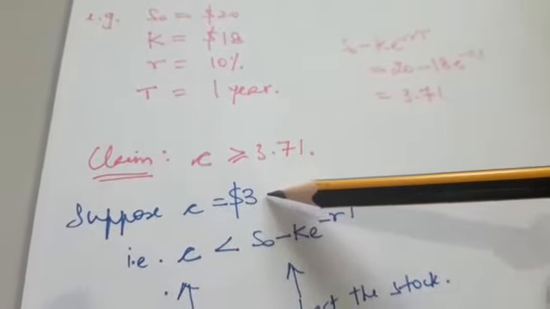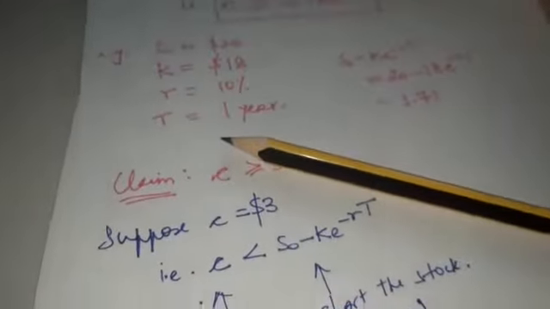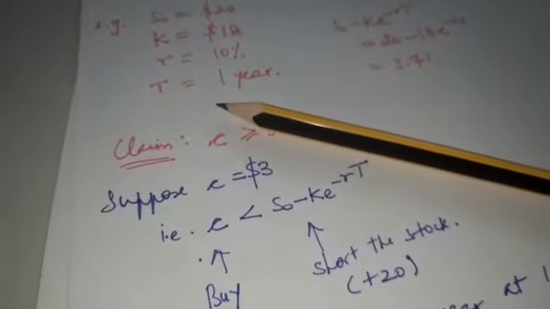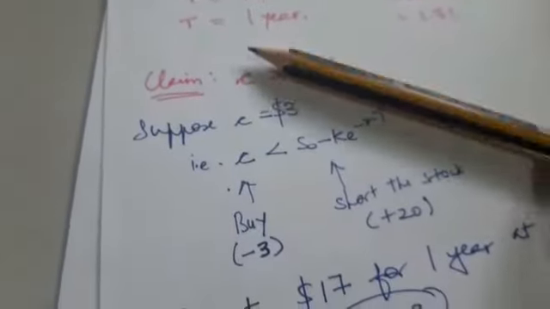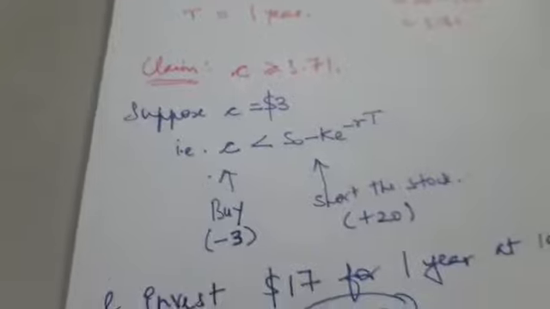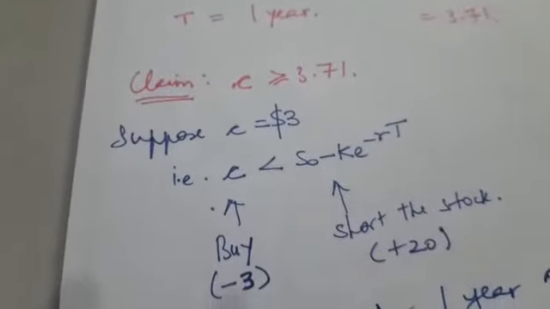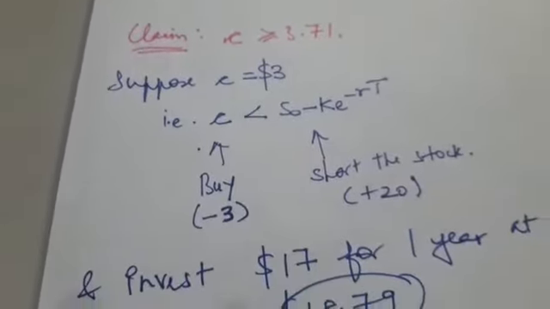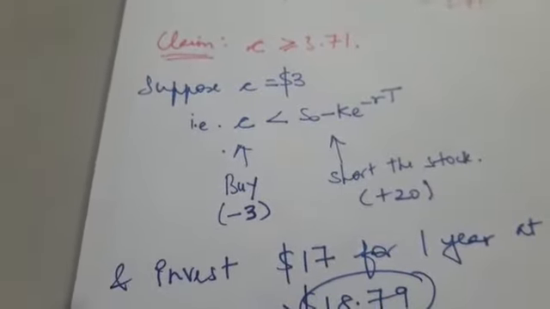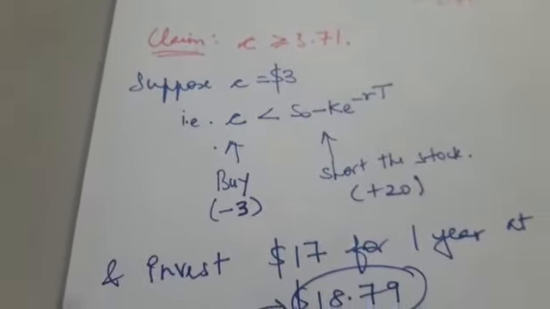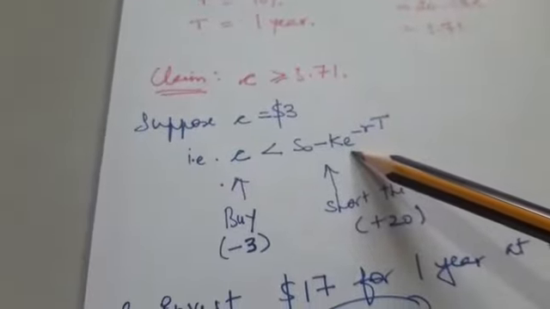So clearly this is going counter to our claim. This is clearly a situation where C is less than S naught minus K times e to the power minus RT. Now we'll see that this clearly creates an arbitrage possibility. What you could do is, since you buy low and sell high, here you're going to buy the call option and you're going to short the stock.